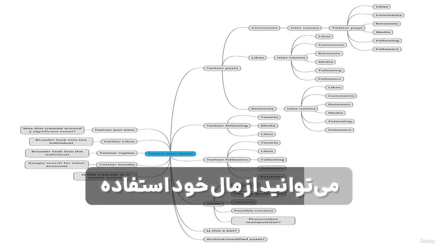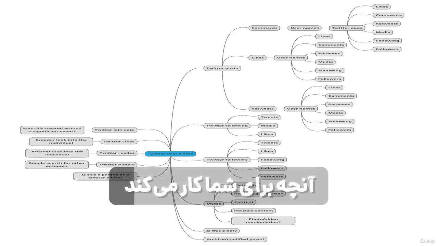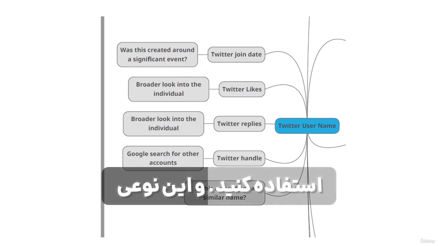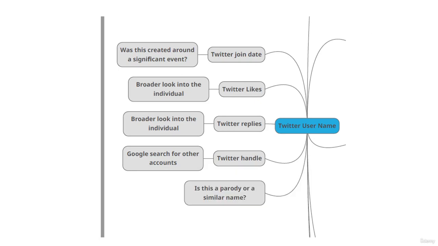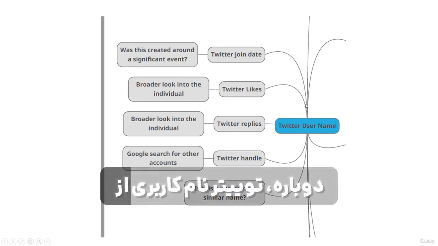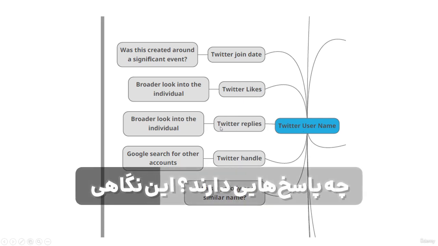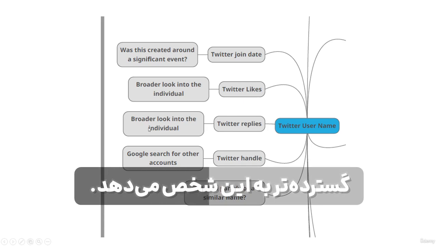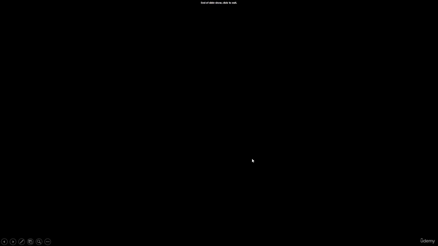You could use mine, you could use other people's, you could use your own. Always use what's going to work out for you. And this is a blown up view to make it a little bit easier to see how this mind map works. Again, Twitter username, from the Twitter username, what replies do they have? This gives a broader look into this person. Again, parody, join date, likes, replies, handles.